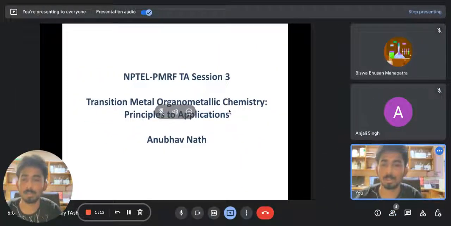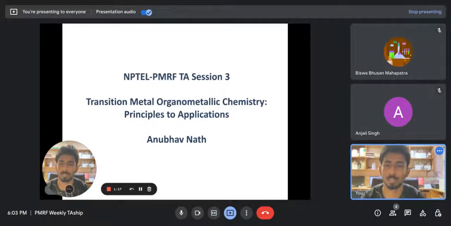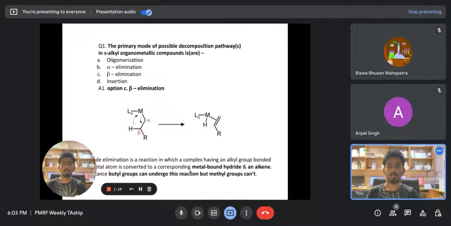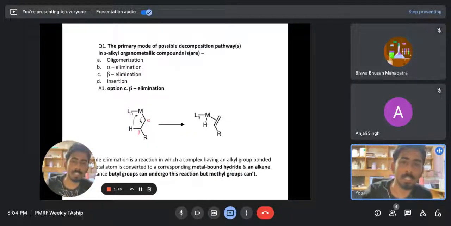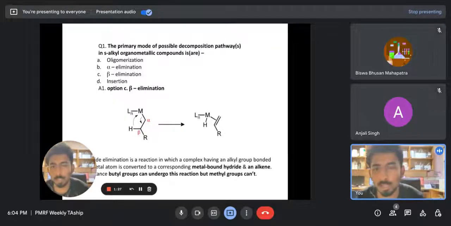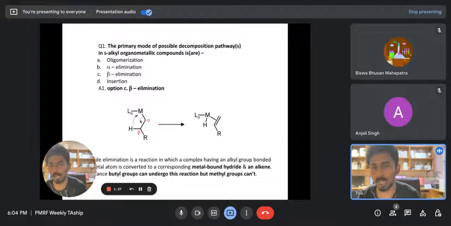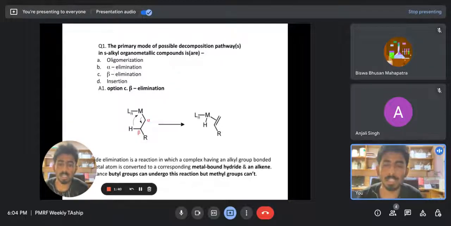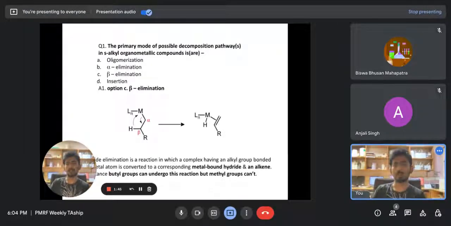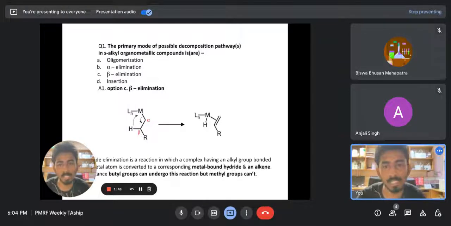Okay, so we shall start. The first problem in this session comprises this model question that I have framed. This is on beta hydride elimination. The question is: the primary mode of possible decomposition pathway prevailing in S-alkyl organometallic compounds is or are oligomerization, alpha elimination, beta elimination, or insertion. So the correct option is option B, that is beta hydride elimination.